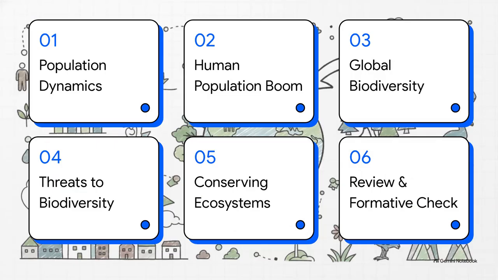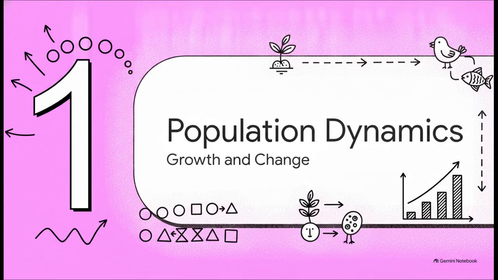Here is our quick roadmap for today. We'll start with 1, population growth and dynamics, 2, the human population boom, 3, understanding global biodiversity, 4, major threats to biodiversity, 5, conserving our ecosystems, and 6, review and formative check. Section 1, Population Growth and Dynamics. Let's build a foundation for how populations actually change in the wild.